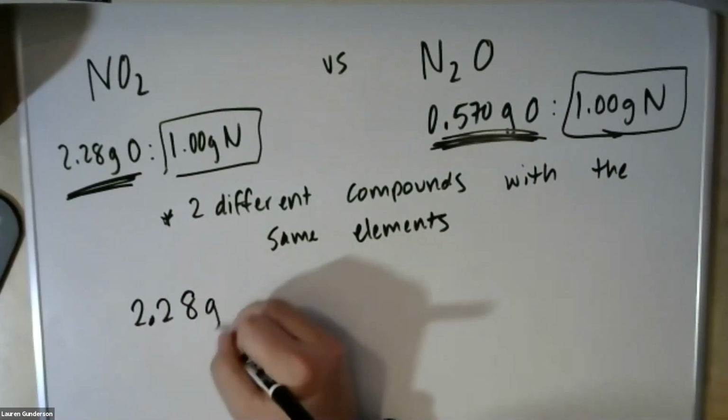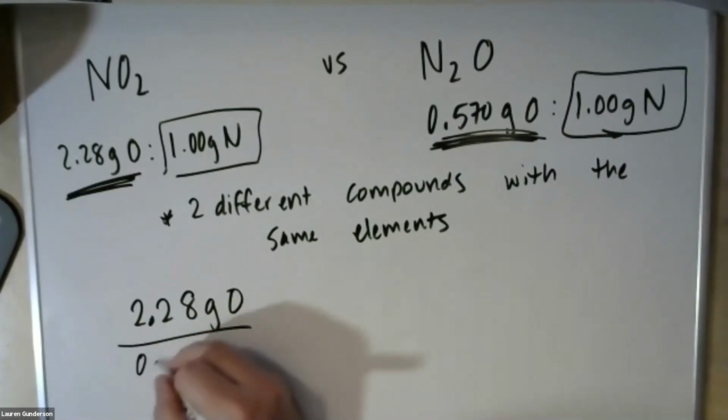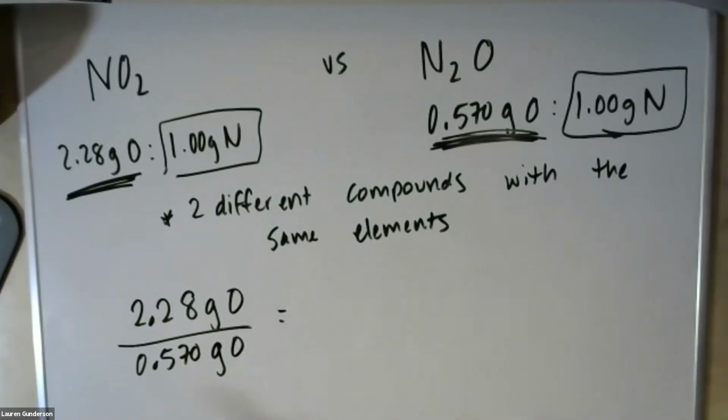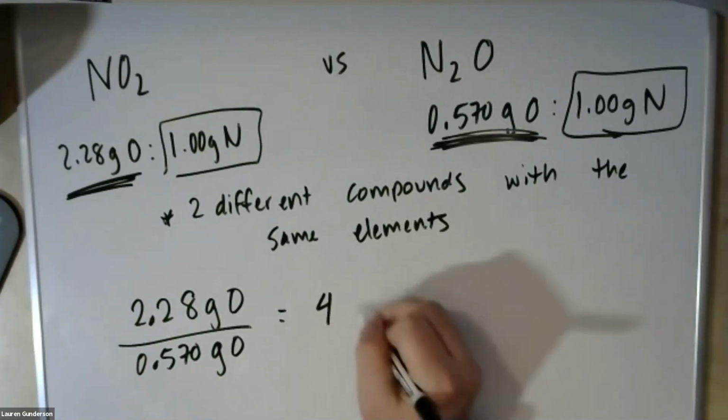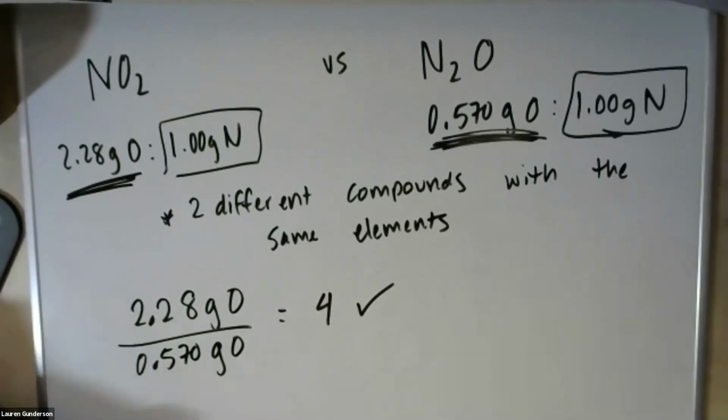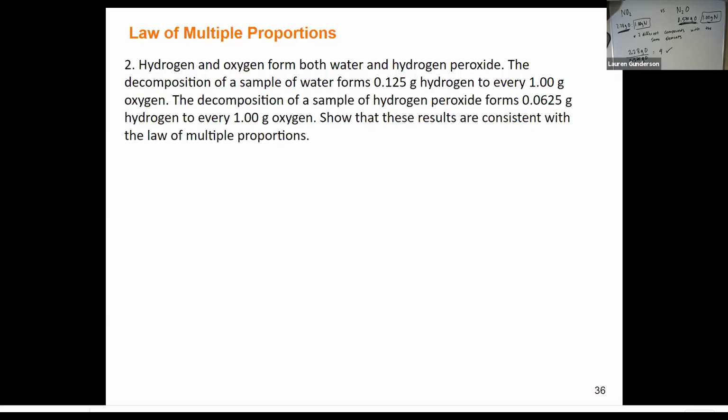So we're going to take 2.28 grams of oxygen and divide it by 0.570 grams of oxygen. And if this is consistent with the law of multiple proportions, we'll get a small whole number when we do this division. Okay, and here we get 4. So that checks out. That is consistent with the law of multiple proportions. Okay, let's try one more. Take a minute to write down your information.